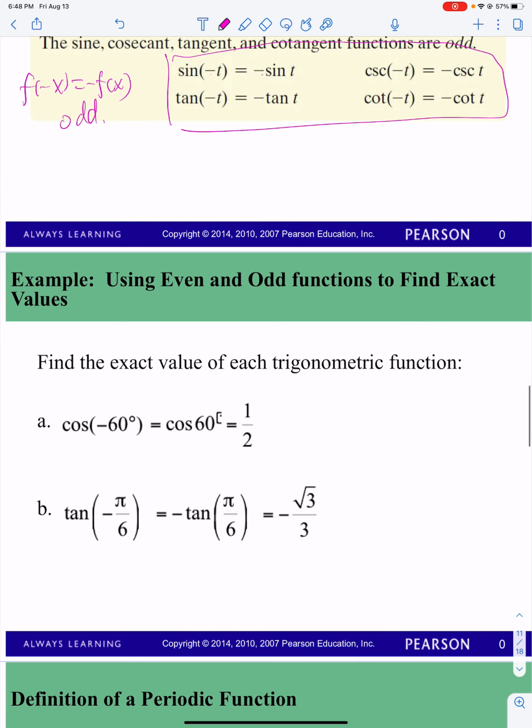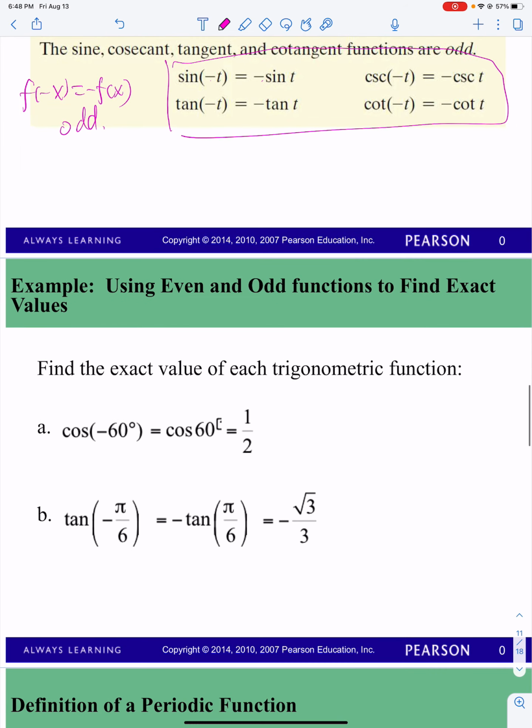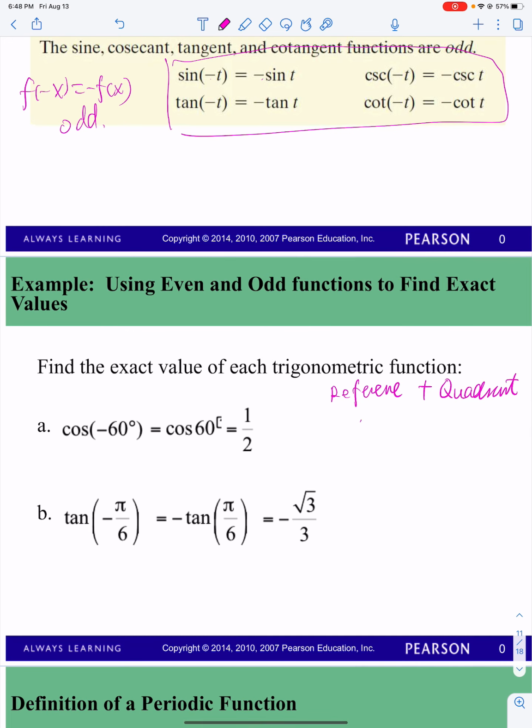Okay. So the next example. We wanted to use even-odd properties here. Cosine negative 60 degrees. We have to write the reference angle and the quadrant. So what is the reference angle? Negative 60 is what? 60 degrees. Which quadrant is this angle in? Quadrant 4. So when we have ASTC, quadrant 4, cosine is what? Positive.